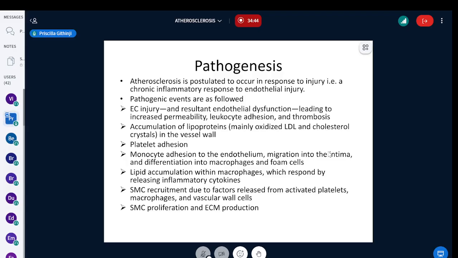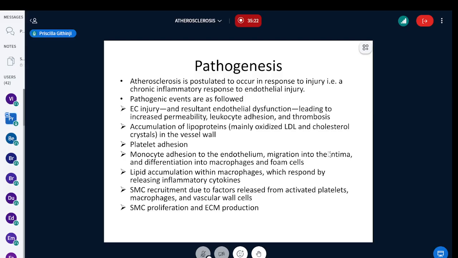How do you form these atheromatous plaques? So atherosclerosis, we've said, is a slowly progressive disease that affects your large blood vessels, and it is postulated to occur in response to injury. That is where you have a chronic inflammatory response to endothelial injury. So the initiating event is usually endothelial injury, and we've seen some of the things that will lead to endothelial injury: hyperlipidemia, hypertension, smoking, diabetes.